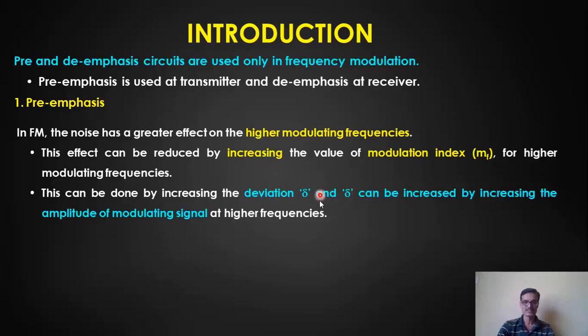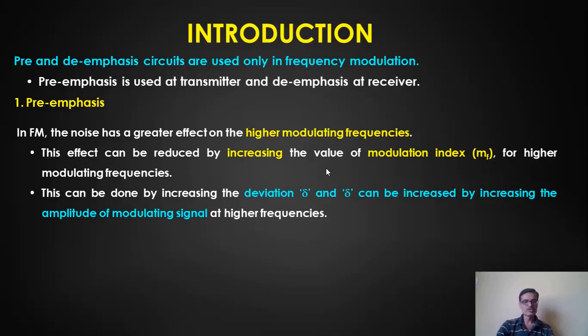When you increase the amplitude of the message signal, what happens? The deviation increases, because the frequency deviation delta f is given by kf times Am. As the amplitude of the message signal increases, the deviation increases. As the deviation increases, the modulation index, or depth of modulation, also increases, because beta, or mf, whatever notation you use, is delta f by fm. So as the deviation increases, the modulation index also increases. In this way we can avoid the problem of noise at the high frequency message signals.